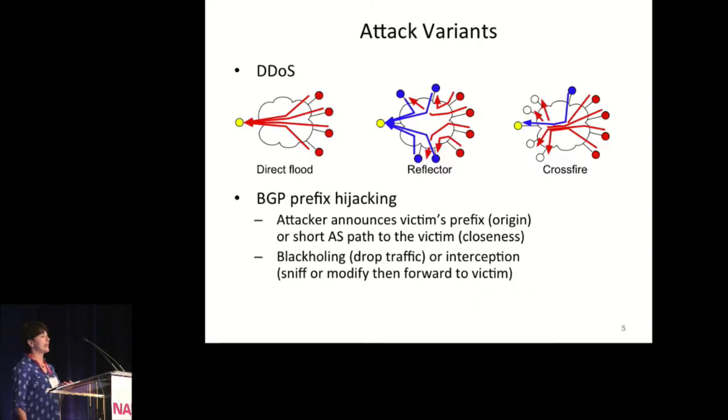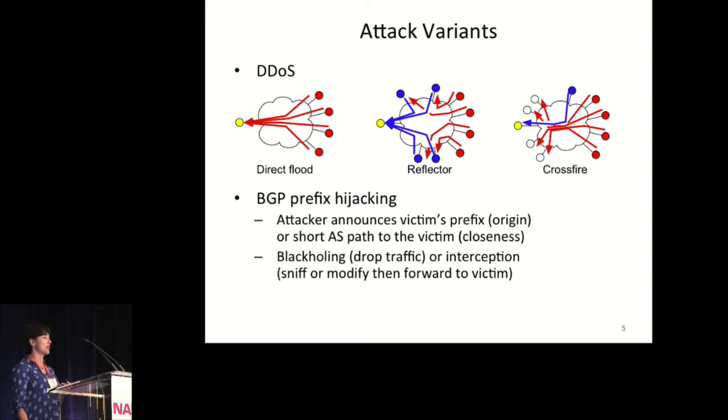And so the attack variants that we wanted to focus on in our work are, in the DDoS field, direct floods, reflector attacks, and crossfire, and in BGP prefix hijacking, origin and closeness attacks with blackholing or interception. So I'll go quickly over these just as a refresher.